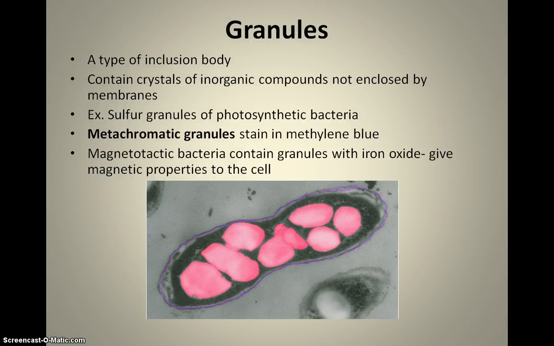You can stain granules, so you can usually see them in microscopy. We call them metachromatic because they'll stain a darker color in the presence of methylene blue, as an example. This is actually being stained with some fluorescent sort of stain.